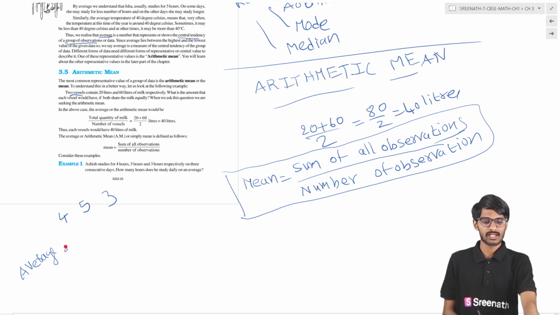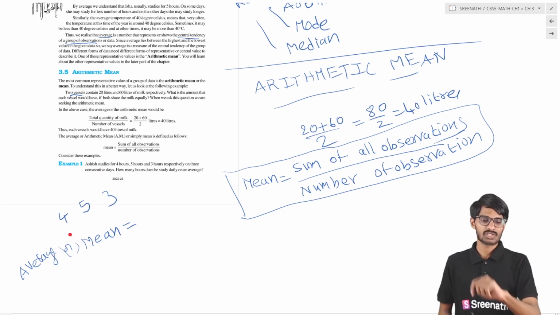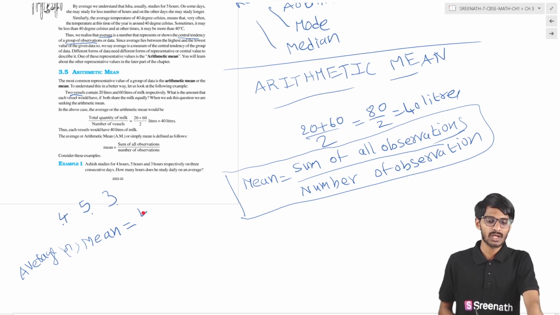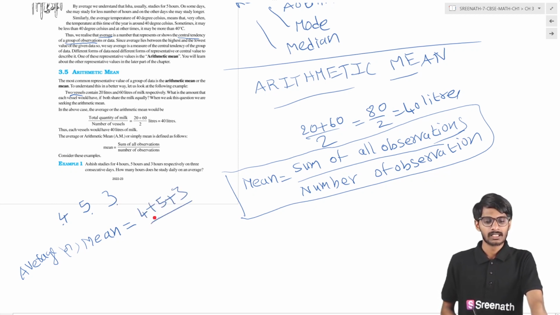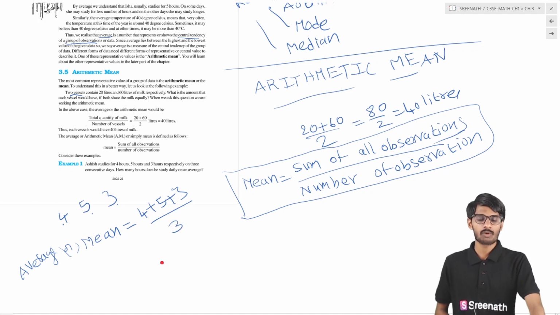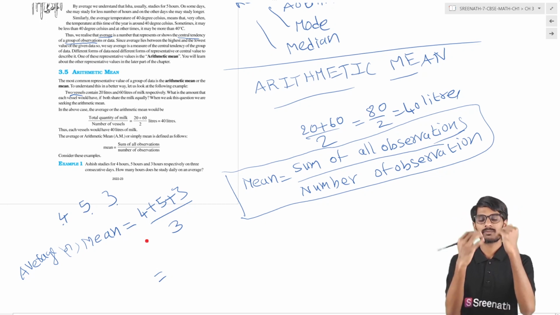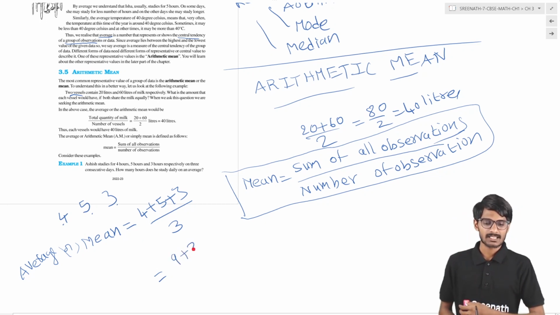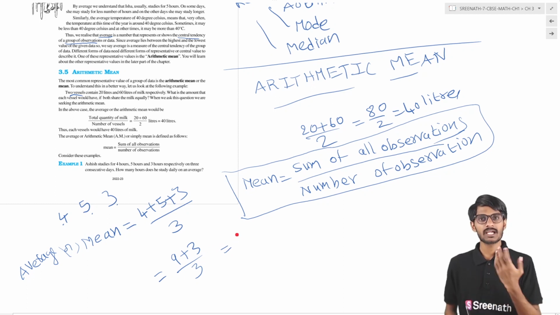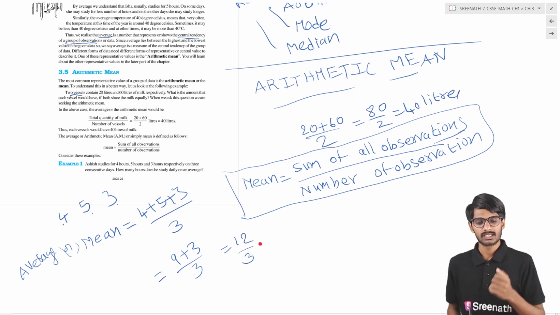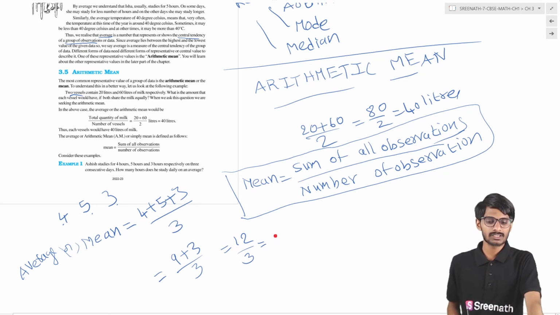You will get this average simply by finding the mean, that is, the sum of the observations divided by the number of observations. There are 3 observations: 4, 5, 3. So we add 4 plus 5 plus 3, divided by 3. 5 plus 4 gives 9, plus 3 is 12, divided by 3. That is 12 divided by 3, which is 4.